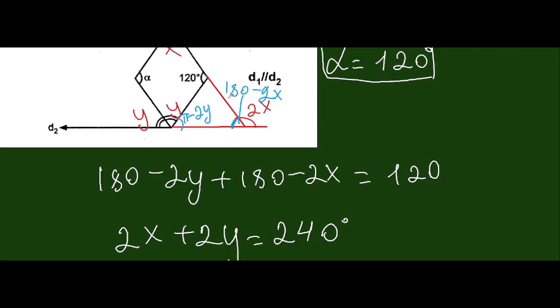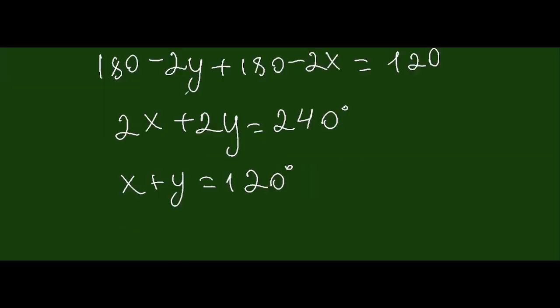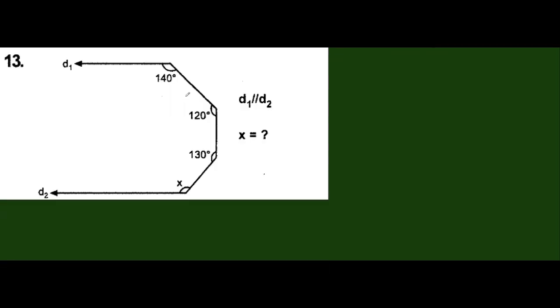The main thing is to know that these two blue angles and the sum of these angles will give us 120. This is the way which saves time. So let's move on. The next question is this.